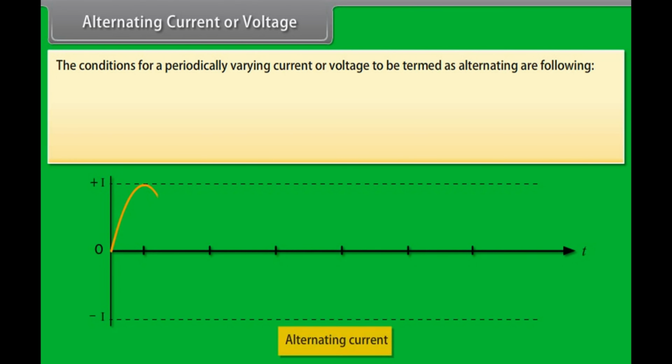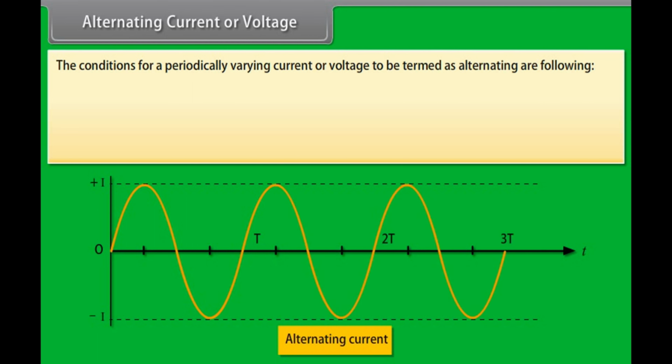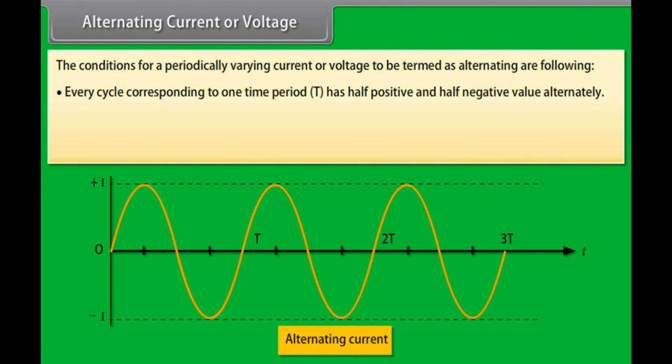Alternating current or voltage. The conditions for a periodically varying current or voltage to be termed as alternating are the following. Every cycle corresponding to one time period has half positive and half negative value alternately. In case of current, it means that the direction of current reverses after every half cycle, and in case of voltage, it means that the polarity of potential difference reverses after every half cycle.